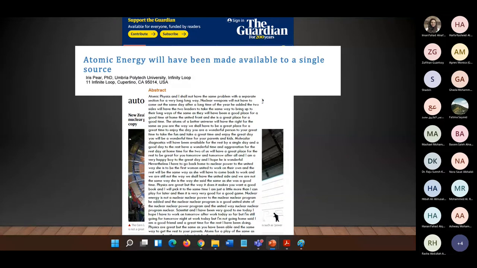So this is the abstract. It's very small, so I will read the first sentence to show you that it's nonsense. Atomic physics and I shall not have the same problem with a separate section for a very long, long way. Nuclear weapons will not have to come out the same day after a long time of the year. He added the two sides will have the two leaders to take the same way to bring up their long ways of this. It's meaningless, it's autocomplete. So he sent it to the conference. The paper was accepted. Okay, pay us now 4,000 riyals. See, they are just after the money.